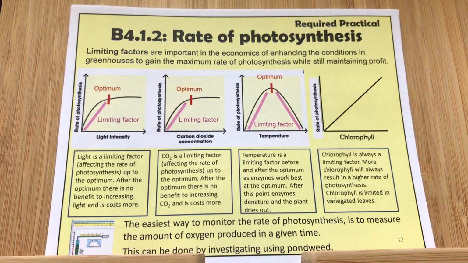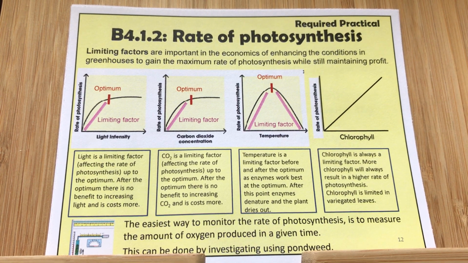Okay, so let's look at the writing to go with the light graph. Light is a limiting factor, affects the rate of photosynthesis up to the optimum. After the optimum, there is no benefit increasing the light and it costs more. Let's look at the second graph.